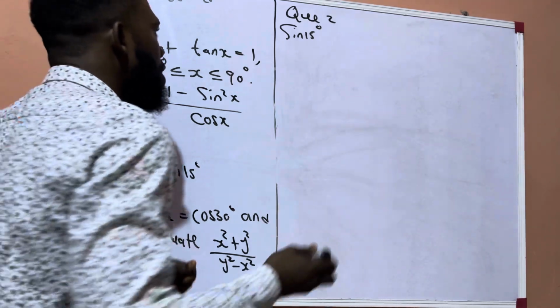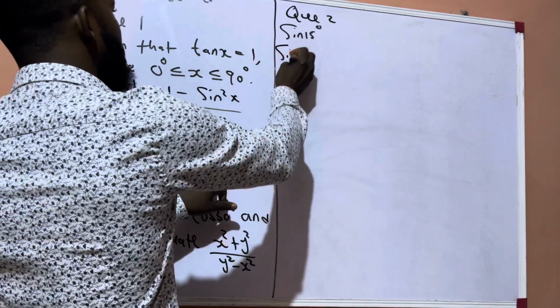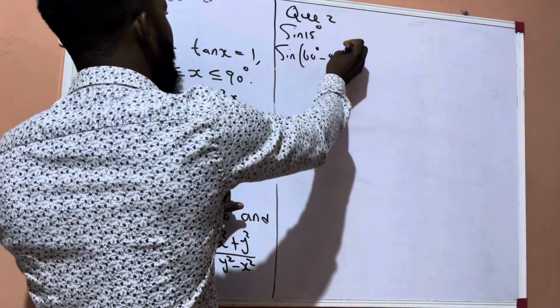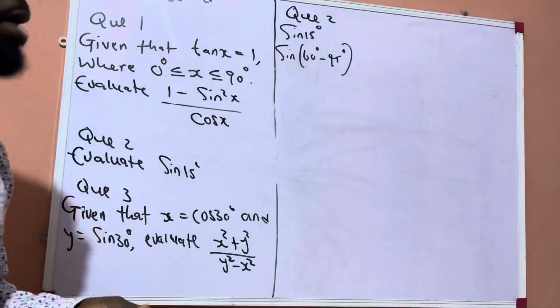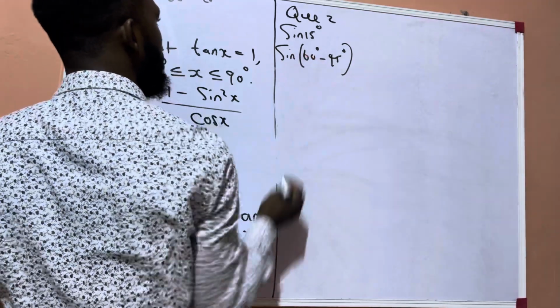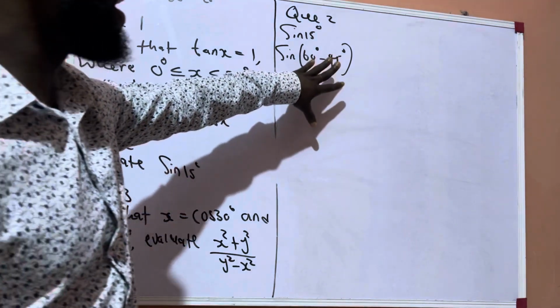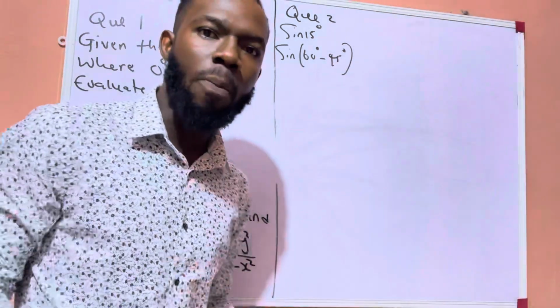So it means sine 15 degrees is the same thing as sine of (60 degrees minus 45 degrees). This is exactly what I'm going to be using to solve this question. Now before I proceed with this, there's a part in trigonometry known as compound angles.